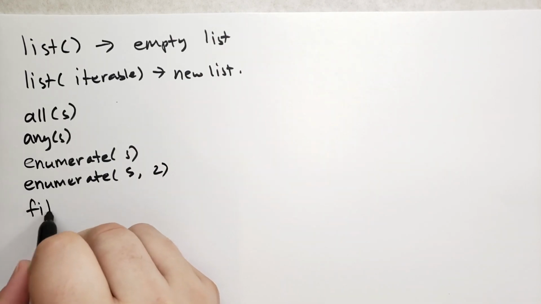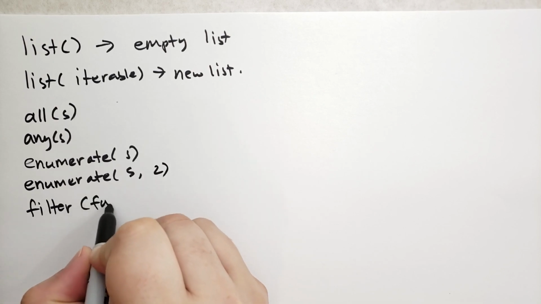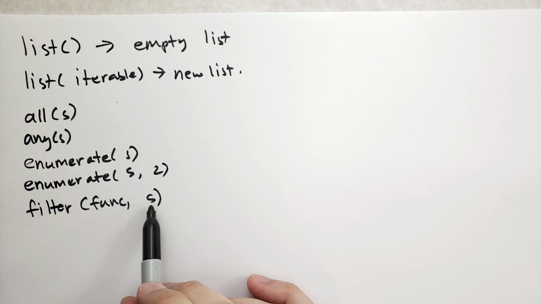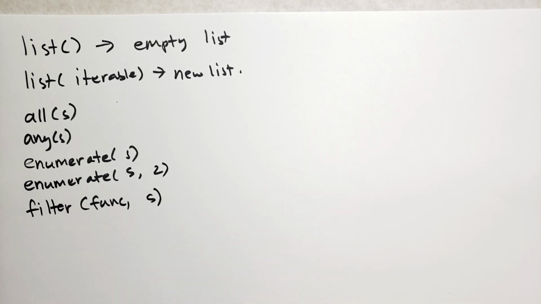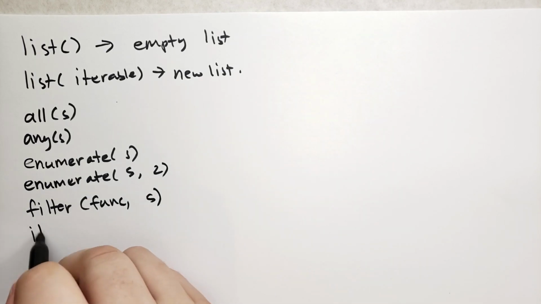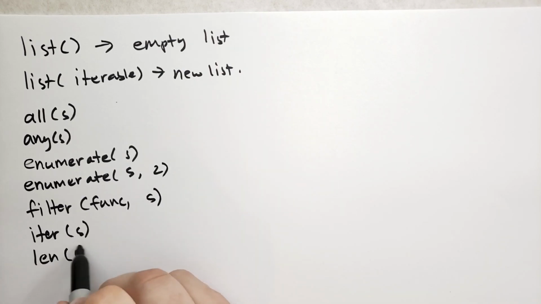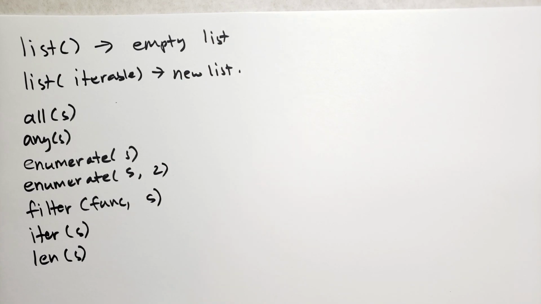There is filter, which takes a function and a sequence, and it applies that function to each element of that sequence and returns an iterator that will only return the values that are true. Of course, we can convert lists to an iterator using the iter function, and we can find out how long a list is with the len function.